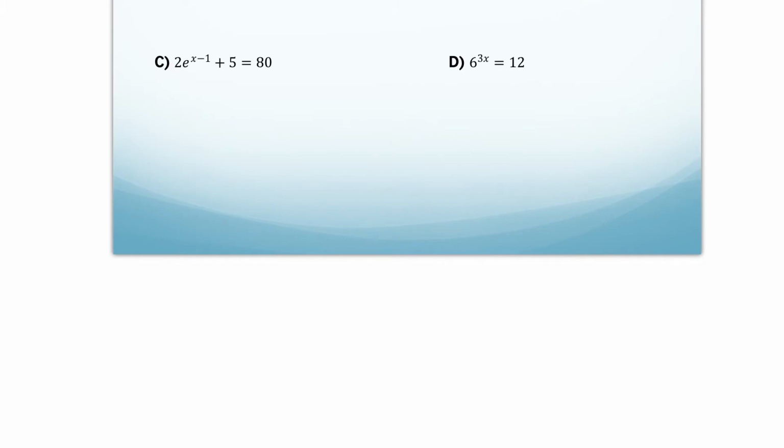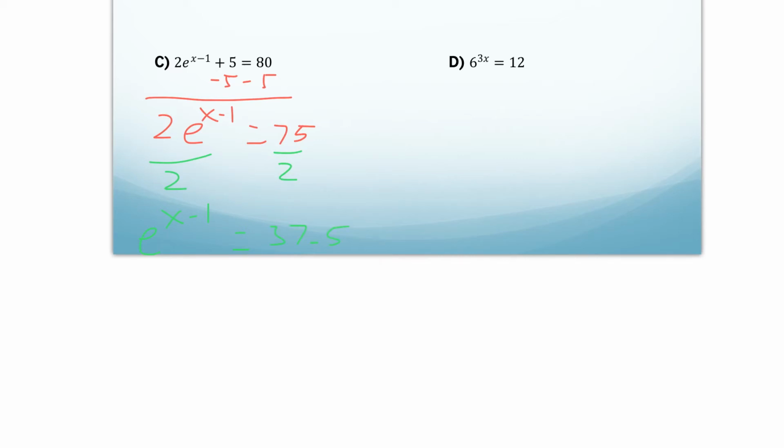Okay, next problem, we have to get rid of the plus and minus first. So the first thing we're going to do is subtract 5 from both sides. Now we want to get rid of the number that's being multiplied out front. So e raised to the x minus 1 equals 37.5.